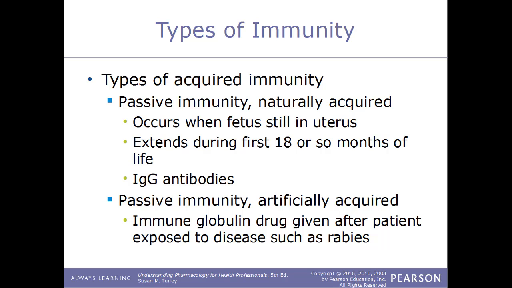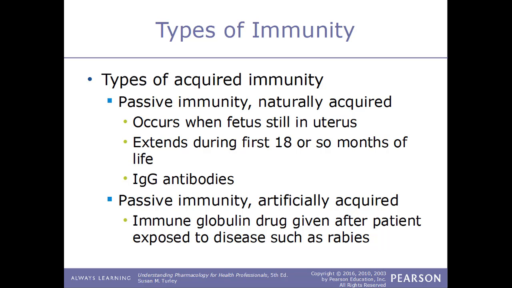First one we'll talk about is naturally acquired passive immunity. Now this occurs naturally when the fetus is still in the uterus, and this can extend during the first 18 or so months of life. And the antibodies that will get passed on here would be IgG antibodies. This can also be passed on from mother to newborn while breastfeeding.